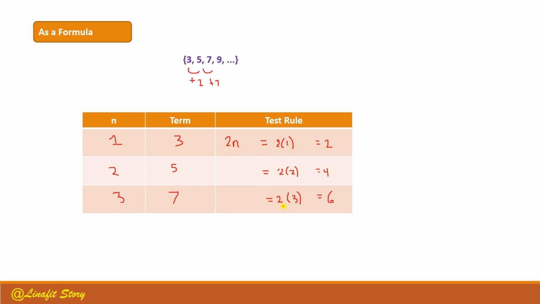So let's try changing it to 2n plus 1. So 2n plus 1. 2 plus 1 is equal to 3. 2n plus 1. 2 times 2 plus 1, 4 plus 1 is equal to 5. 2n plus 1. So 2 times 3 plus 1, 6 plus 1 is equal to 7.